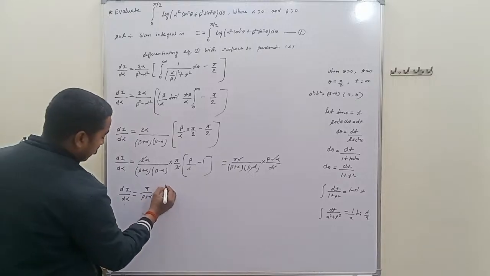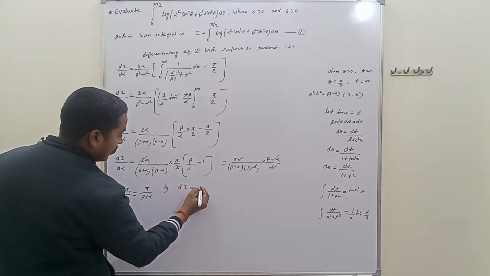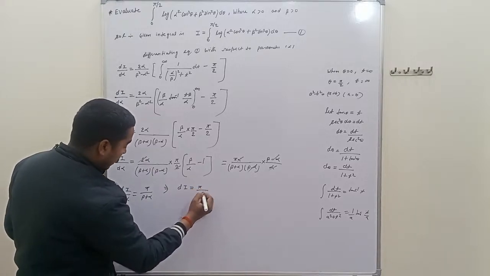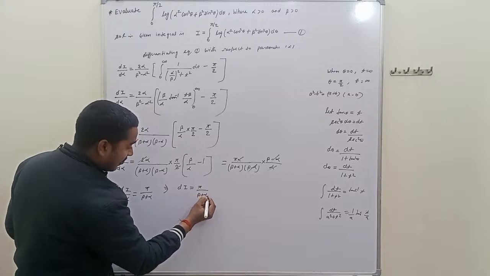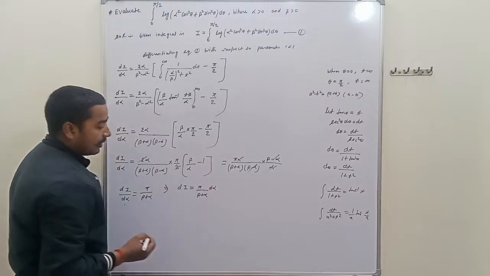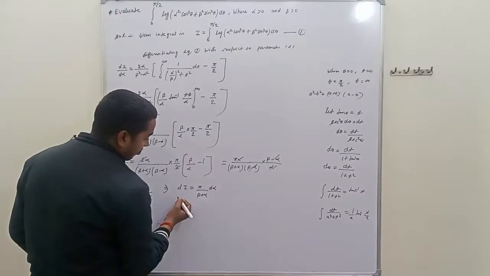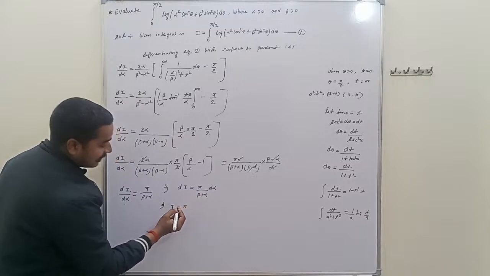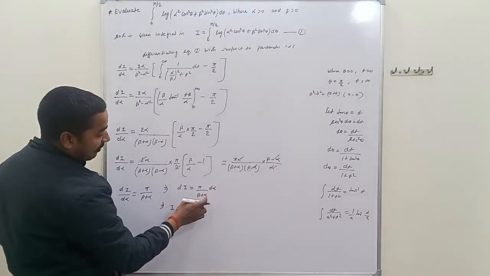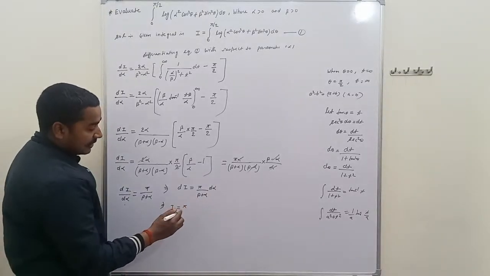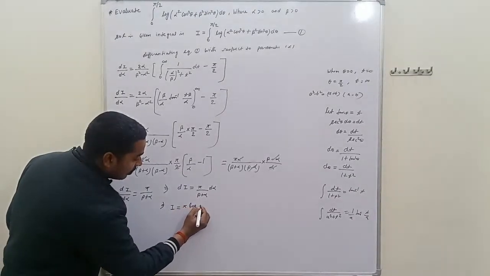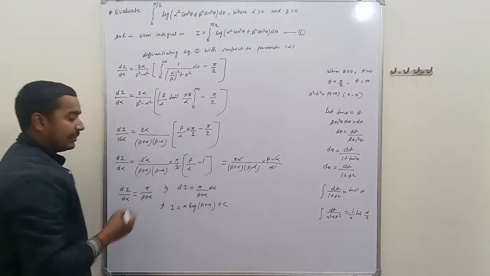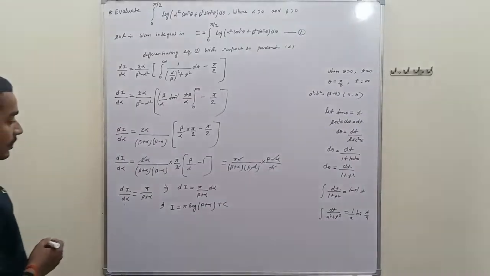On integration, dI is equal to pi upon beta plus alpha into d alpha. On integration, the integration of dI is given by I, and here pi is taken outside as a constant, and the integral of d alpha upon beta plus alpha is given by log of beta plus alpha, and we add a constant c. Further we have to solve.